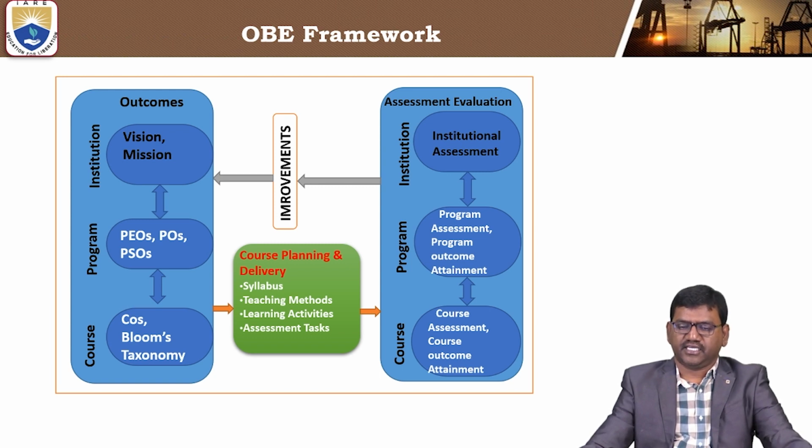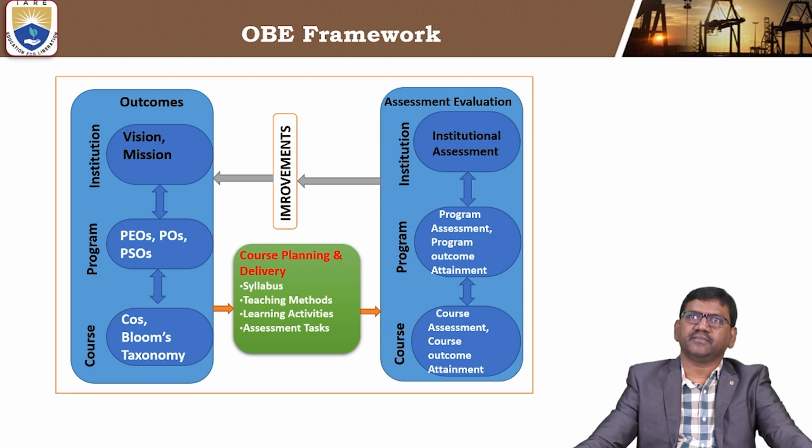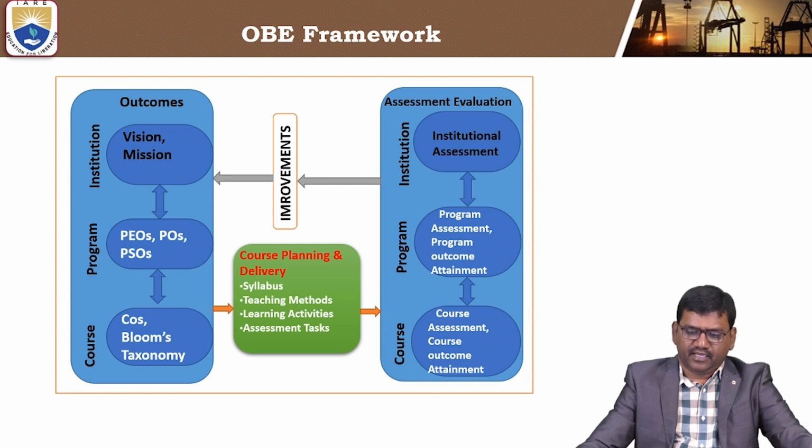And the framework is designed by the combination of these outcomes and assessment evaluation. The assessment evaluation is done based upon the course assessment and course outcome attainment, that is, the program assessment, program outcome attainment, and the institutional assessment. Based upon the assessment evaluation, the necessary improvements are taken and changes made, and finally we get the outcome. So the outcome can be improved or changed, increased or decreased, based upon the assessment evaluation. The assessment evaluation depends on 3 parameters: the institutional assessment, program assessment, and course assessment, and course planning and delivery.